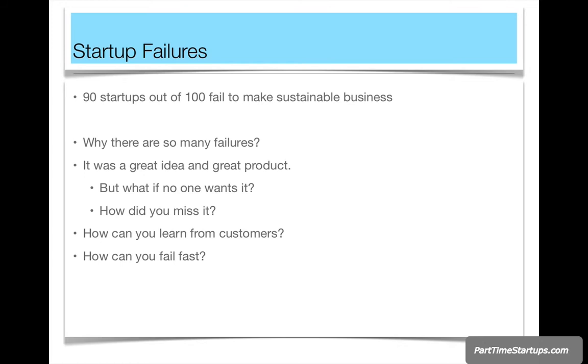But as per one of the studies I found online, basically 90 startups out of 100 will fail to make a sustainable business. Why are there so many failures? They may have a great idea, they might have built a great product, but again, what if no one wants it? And why didn't they check beforehand whether a customer wants it or not? How can you learn from this customer? How can you fail fast if no one wants it? You don't want to know at the end of building a product. How can you know that before even starting to develop your product?